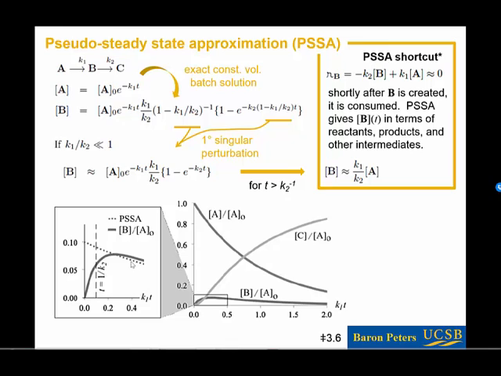So this is the pseudo-steady state approximation in dotted lines here, and you see that after a time on the order of 1 over K2, the pseudo-steady state approximation does a pretty good job of describing the exact solution.